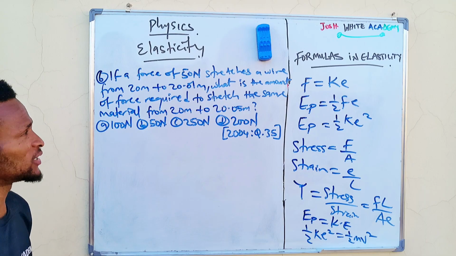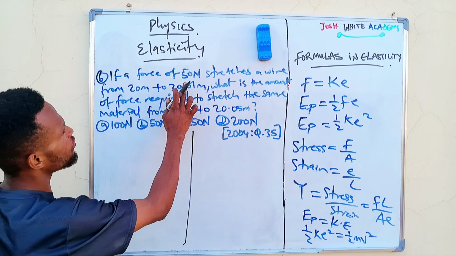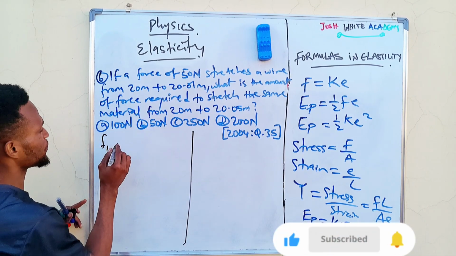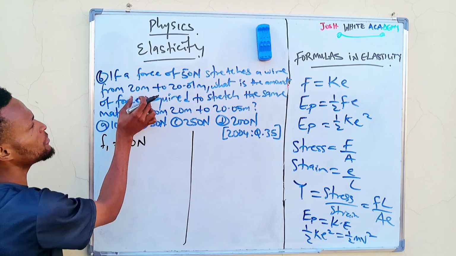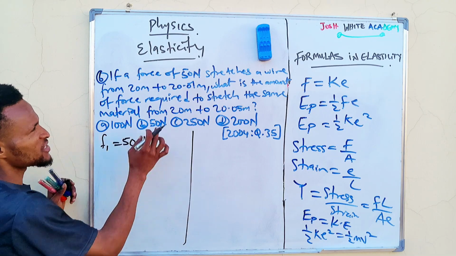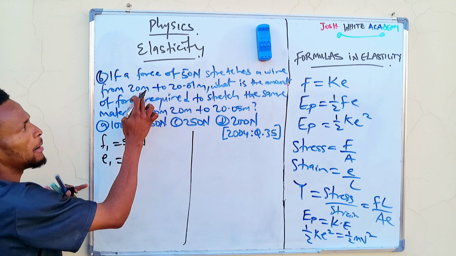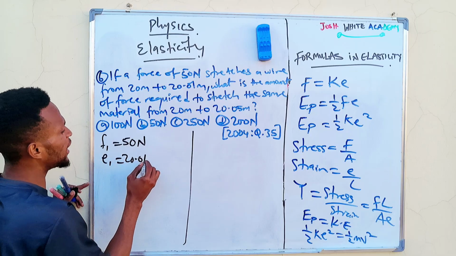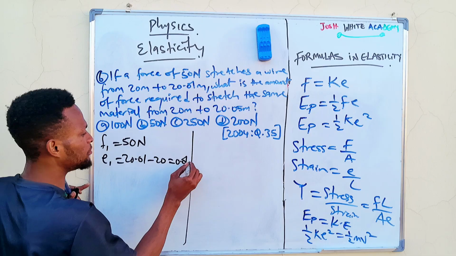Let's write down our data. If a force of 50 newtons, so there are two forces here, our first force is 50 newtons. And this force stretches a wire from 20 meter to 20.01 meter. So, to save space, our first extension is our final length minus our original length. That's 20.01 minus 20. This will give us 0.01 meter.